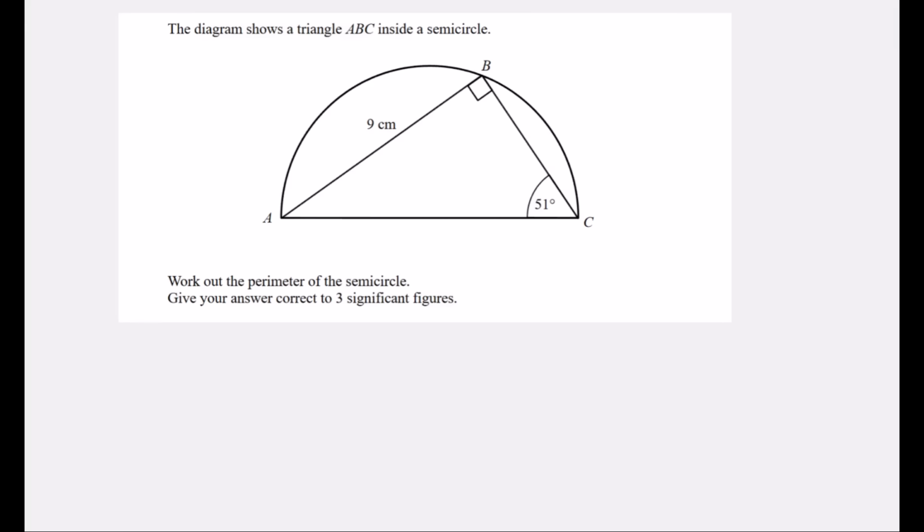Question 30. The diagram shows a triangle ABC inside a semicircle. Work out the perimeter of the semicircle. Give your answer correct to 3 significant figures. So we have a right angle triangle. We know an angle in it and one of the lengths. It's a SOHCAHTOA question. So we've got the opposite, and we're going to want to work out the diameter, which is the hypotenuse opposite the right angle. So it's SOH. Opposite and hypotenuse, it's not CAH or TOA. They've got the adjacent in them. That's not in this question. We want opposite and hypotenuse.